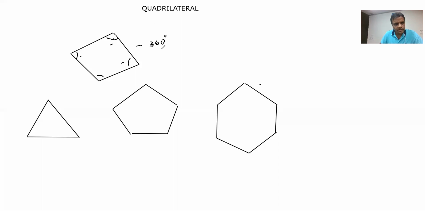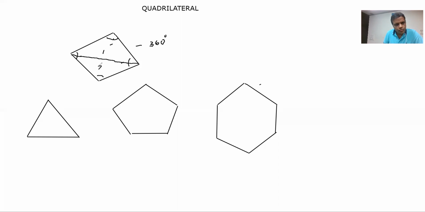Now, why 360 degree? Why not 270? Why not 540? Let me tell you a very interesting way of finding it out. Simply draw a diagonal for this particular figure. How many triangles are formed?